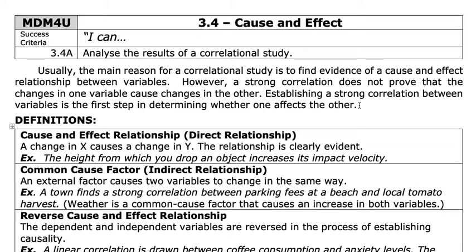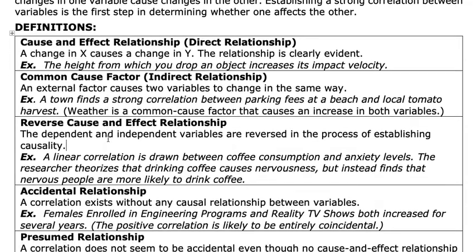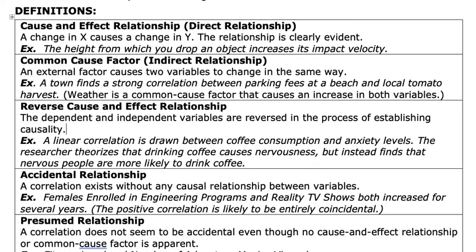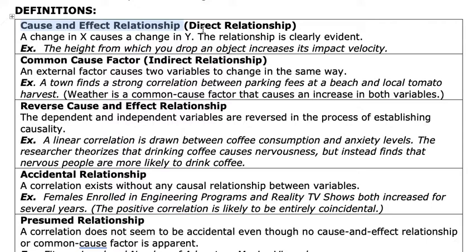So what we're going to do is discuss various types of relationships in a correlational study. This will give us some tools to better analyze the results of a correlational study. Starting off with a cause and effect relationship. This is referred to as a direct relationship. A change in X causes a change in Y.